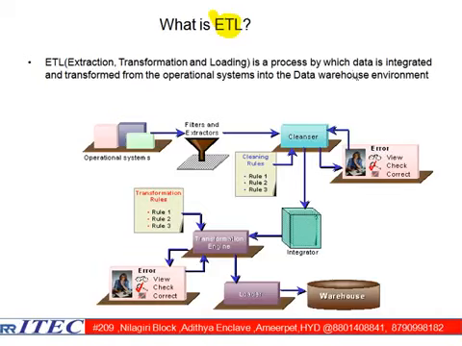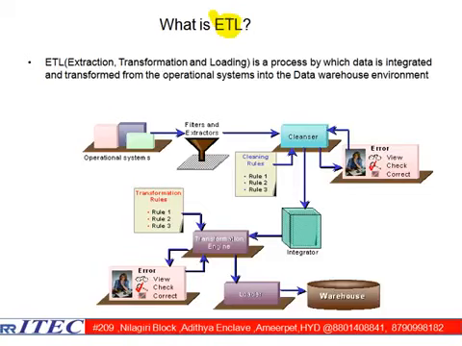Then transformations. Converting one form of data into another form is called transformation. We saw some examples. First name and last name concatenation is one transformation. Converting detailed data into aggregated data is another transformation.